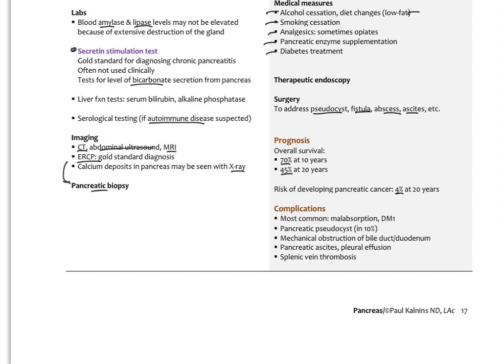So the most common complications will be the malabsorption, type 1 diabetes, pancreatic pseudocysts, which may be large enough to create issues, mechanical obstruction of the bile duct or the duodenum, pancreatic ascites with pleural effusion, and then the thromboses in the splenic vein leading to the liver. So those would all be things to keep in mind with chronic pancreatitis.